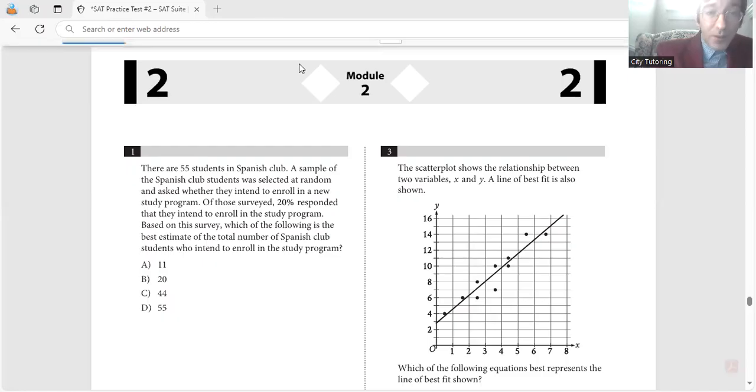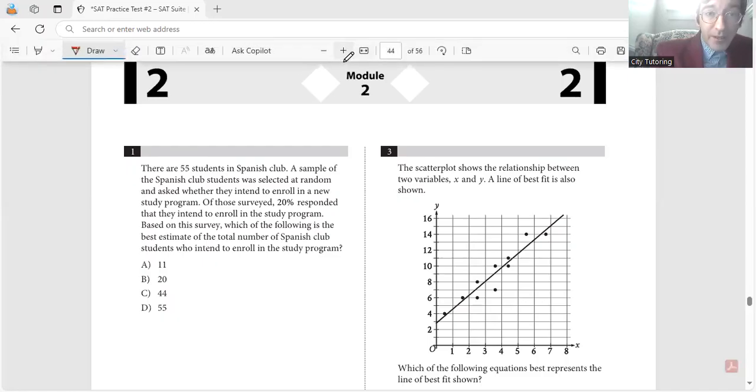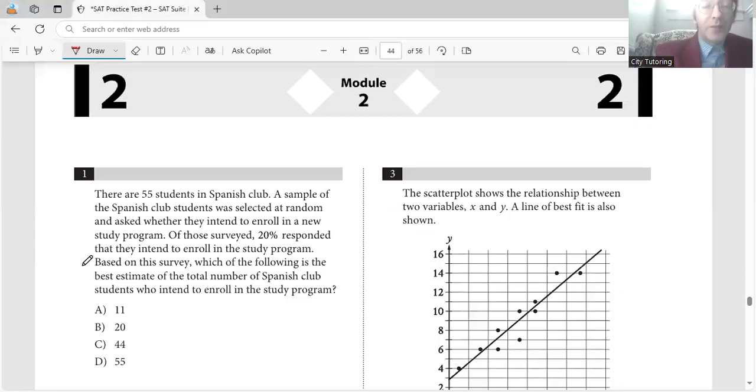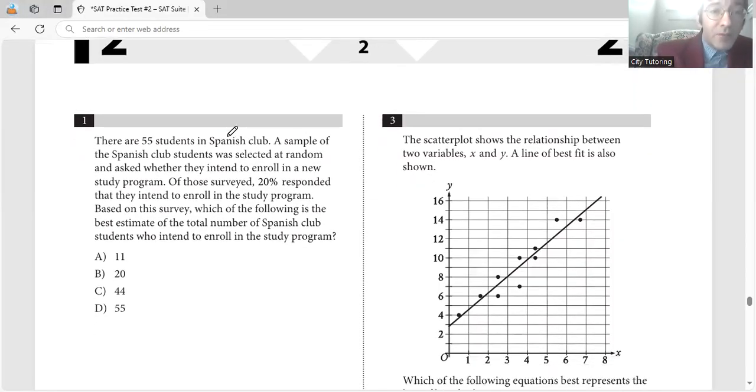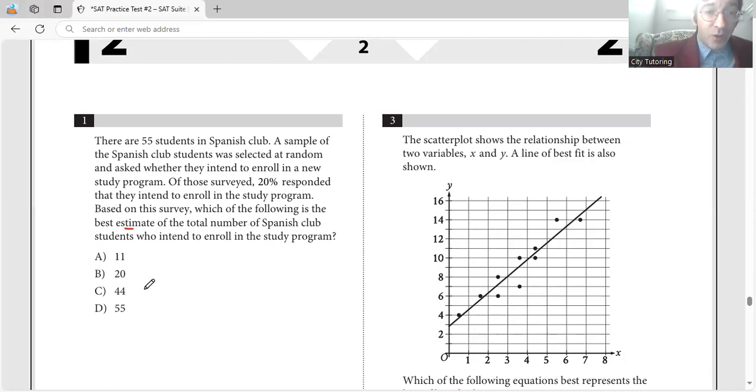All right, question number 1. Let me make this bigger just in case you need to see it on the screen. There are 55 students in a Spanish club. When I'm going through the questions, I always go to the end first and see what they are asking me. Which of the following is the best estimate of the total number of Spanish club students? Okay, so what did they give me here? Oh, they gave me a number, 55, and a percent.